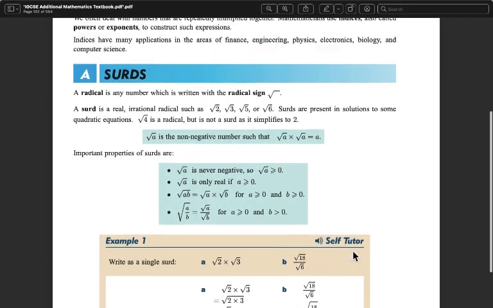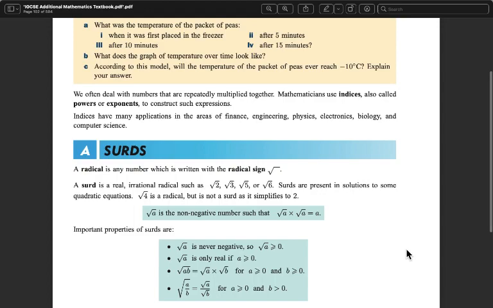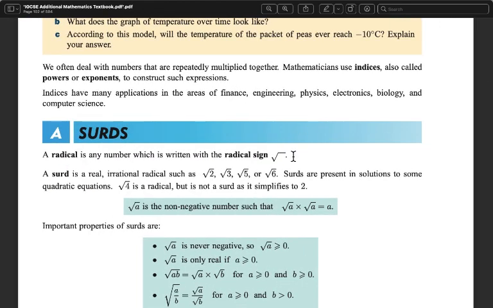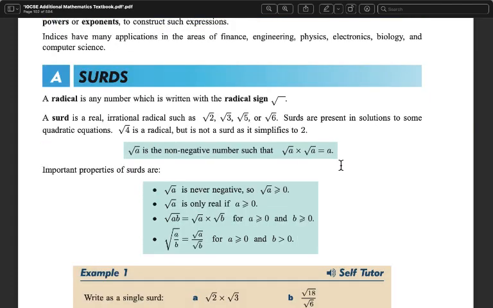So what is a surd? Let's look at what a radical is first, which is basically the root. A root is basically any number with a radical sign. But a surd can only be an irrational number, which means that the roots cannot be simplified into simpler terms. For example, the root of 2, the root of 3, the root of 5, and the root of 6 cannot be broken down into simpler rational numbers. However, the root of 4 will equal 2. It is a radical, but it's not a surd in this case.